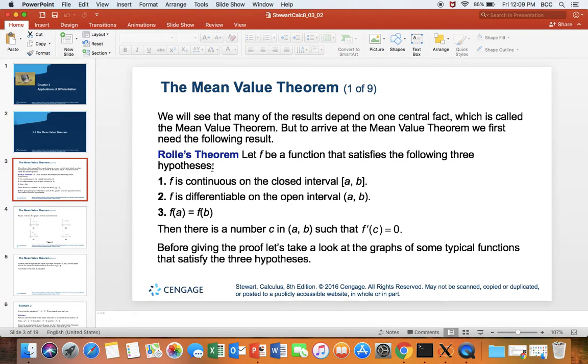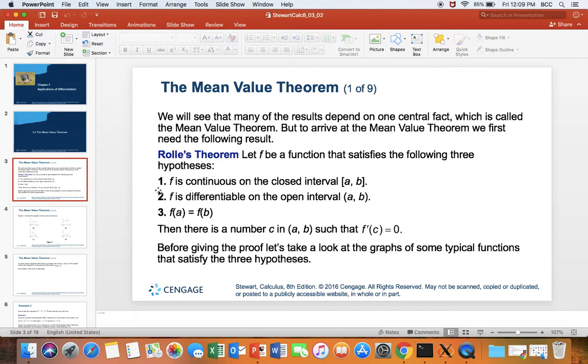All right. So, continuing with the slide, we will see that many of the results depend on one central fact, which is called the mean value theorem. But to arrive at the mean value theorem, we first need the following result, Rolle's theorem. Okay? Let f be a function that satisfies the following three hypotheses. Hypotheses means conditions that these satisfy.